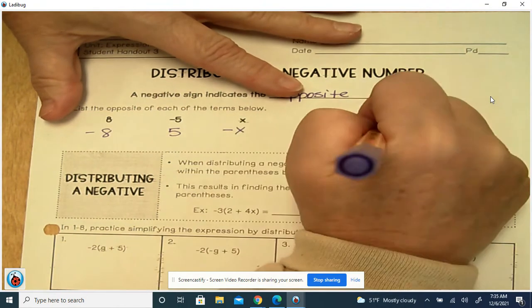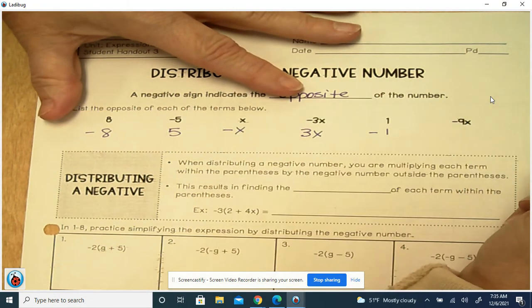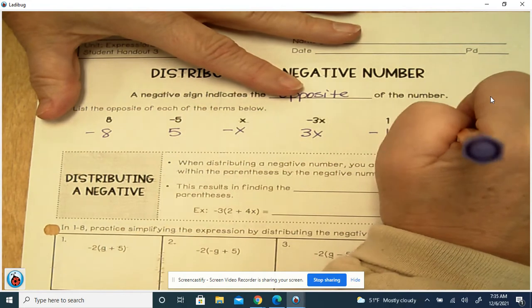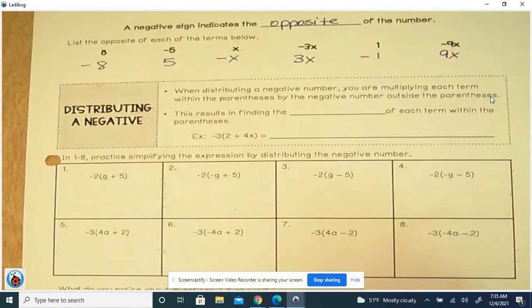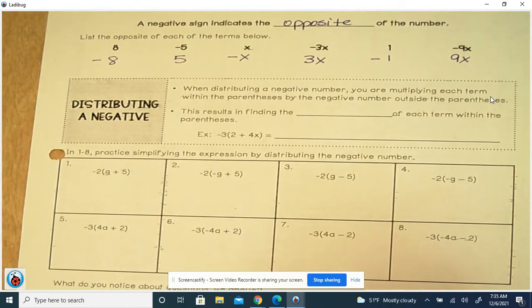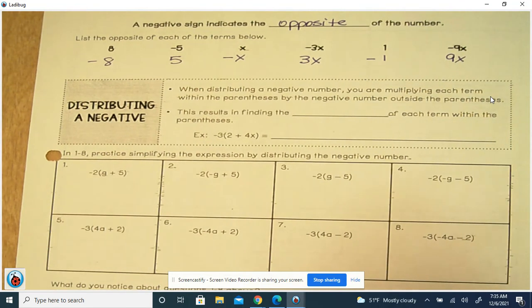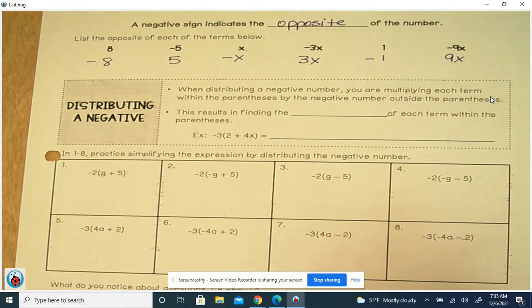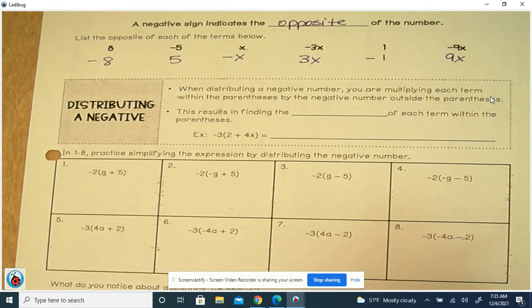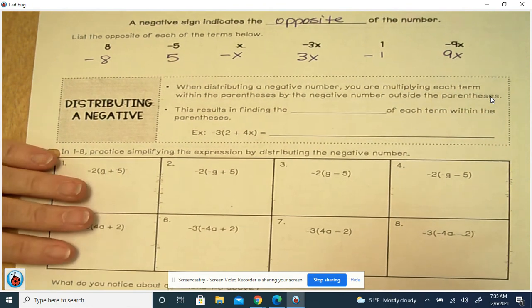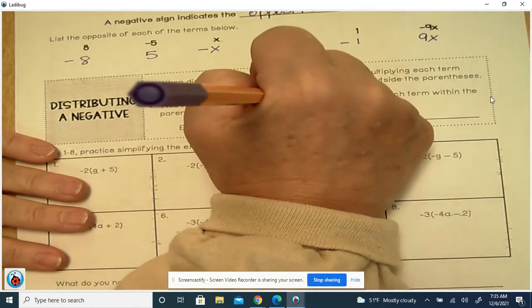The opposite of 1 is negative 1. And the opposite of negative 9x is 9x. So when you distribute the negative, you are multiplying each term within the parentheses by a negative number outside the parentheses. This results in finding the opposite of each term within the parentheses.